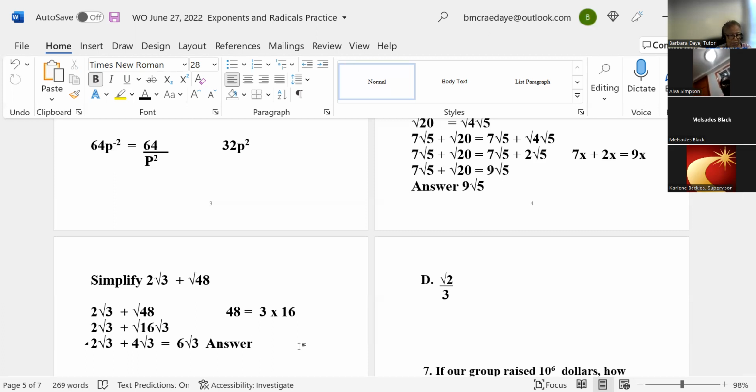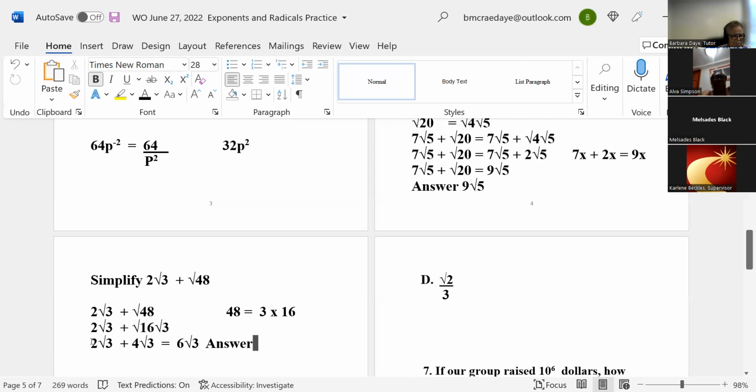Mercedes? Yes, I'm hearing it. What did I just say, Mercedes? I'm trying to see if I follow what you're saying. You're saying the 2 times the square root of 3 gave you 6? No, I'm saying by adding the coefficients 2 and 4, I get 6, because those coefficients are in front of the same radical, the square root of 3.